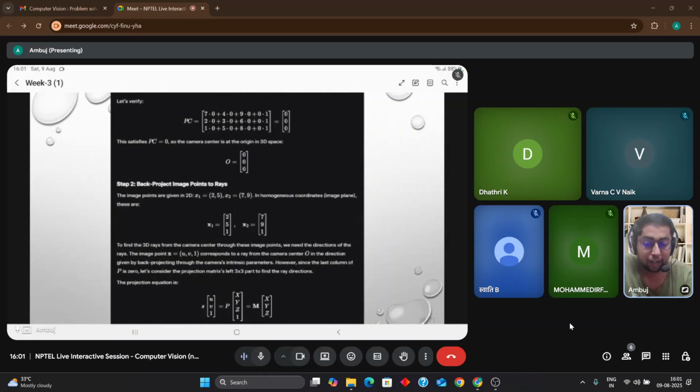Now you try to back-propagate image points to rays. X1 is already given to you as 2, 5, and X2 as 7, 9. So X1 is 2, 5, 1 and X2 is 7, 9, 1. Find the 3D rays from the camera center through these image points.